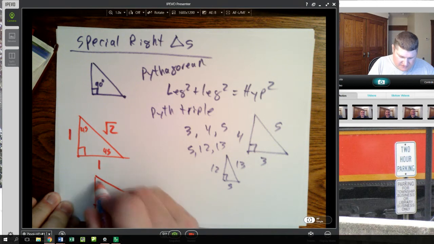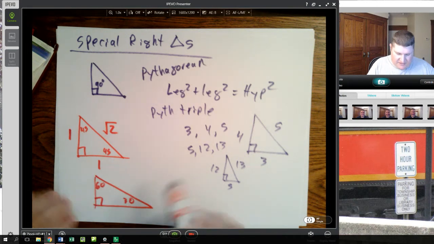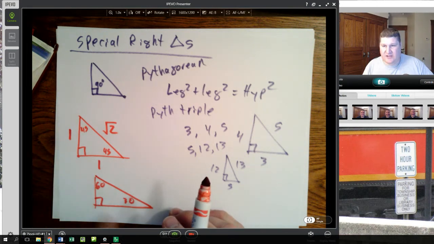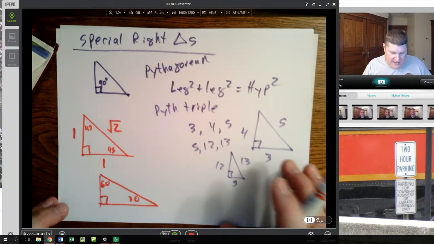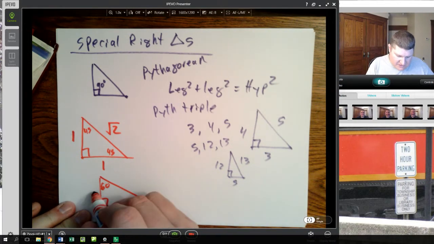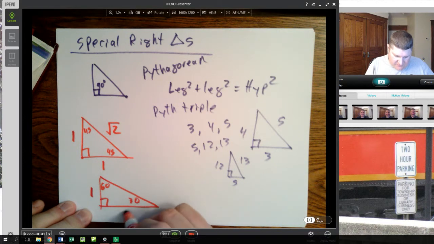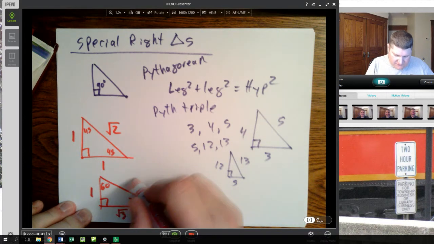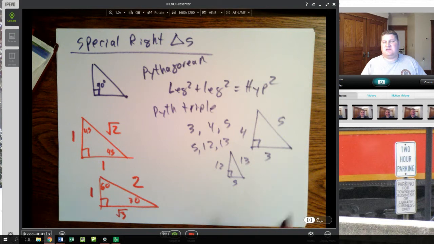is a 30, 60, 90. Now you'll notice in both triangles, all the angles, of course, add up to 180. But the ratios of the sides are what's important. Across from the 30 is 1, across from the 60 is root 3, and across from the 90 is 2. There's a couple reasons for these, and let's get into them.